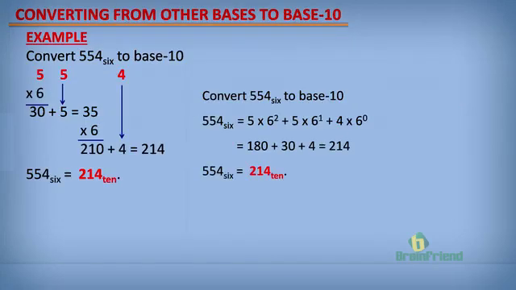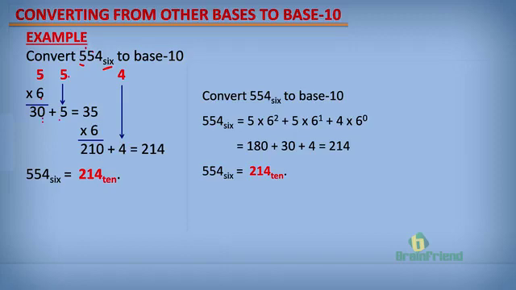Now, let's look at an example to illustrate these two methods of converting from any base to base 10. Example 1, convert 554 base 6 to base 10. Now, by method of repeated multiplication, this is what we do. We take the first number here, 5, and multiply it by 6. Remember, this is a base 6 number. So we multiply 5 times 6. 5 is actually this first number here. This gives 30. We add the next number, 5. So 30 plus 5 gives 35.